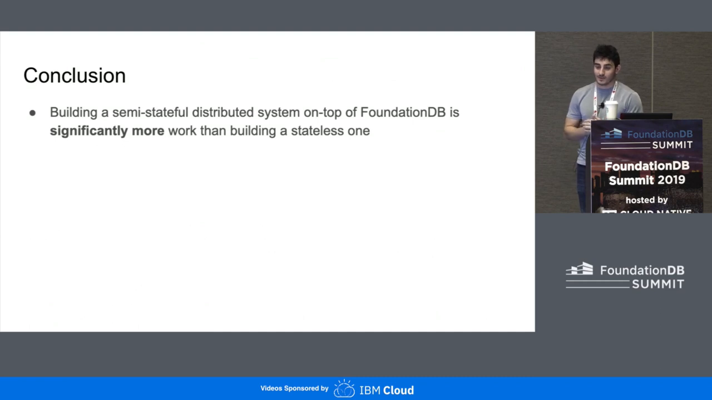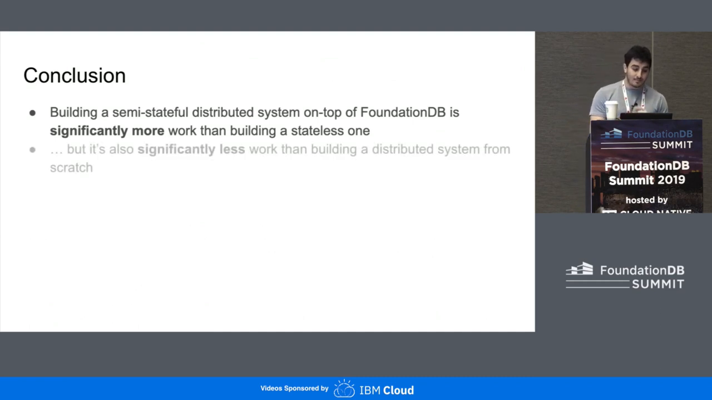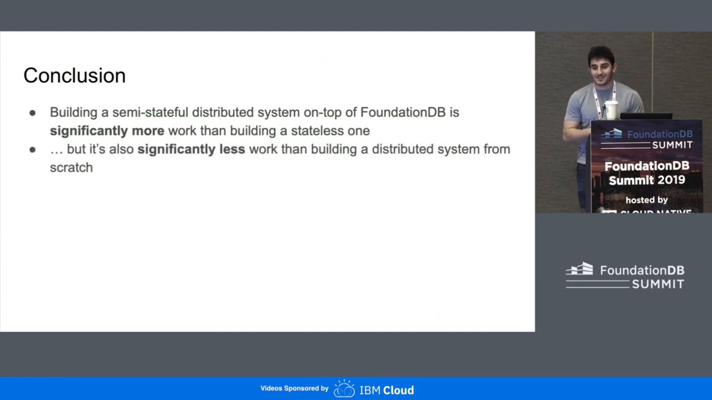So in conclusion, building a semi-stateful distributed system on top of FoundationDB is a lot more work than building a stateless one. But it's a lot less work than building a distributed system from scratch. So I recommend it if you think you can find a way to model it. If you have a problem that doesn't seem like it would work well on FoundationDB, but you can find a way to model it as a semi-stateful system instead, it's probably a better idea than writing a custom storage engine from scratch.